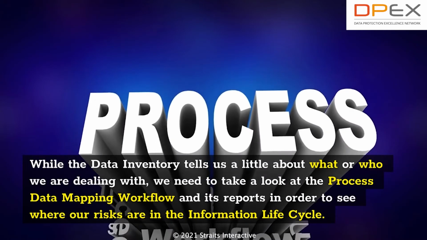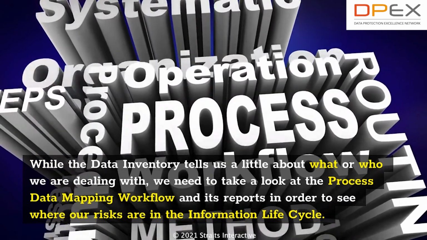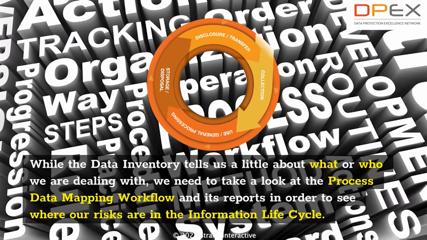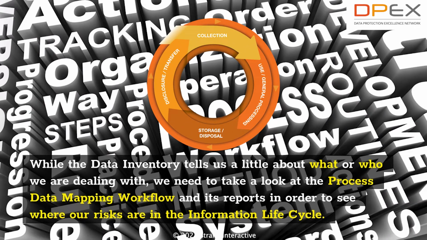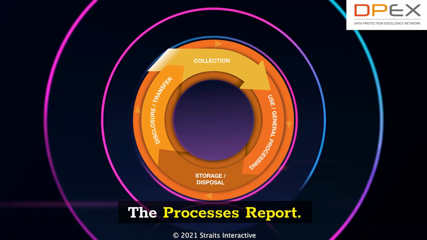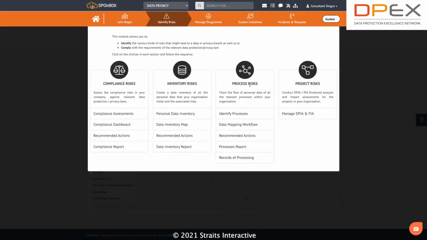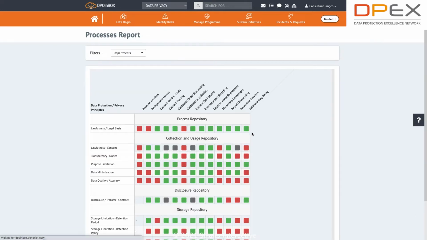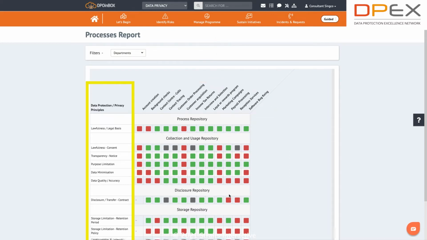While the data inventory tells us a little about what or who we are dealing with, we need to take a look at the process data mapping workflow and its reports in order to see where our risks are in the information life cycle. The Processes Report. We will now head to the Processes Report under Process Risks. This dashboard gives us a quick heads-up, using colored flags, as to which processes in our organization might not be fulfilling data privacy and protection principles.